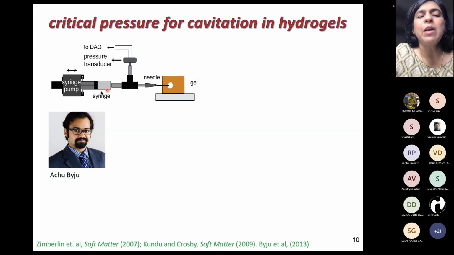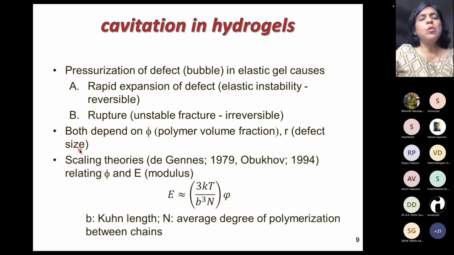gel with a bubble. We can watch what the pressure is inside the bubble, and we can inflate it at various rates. And as the bubble inflates, it assumes a specific shape and it suddenly pops. Much of this setup was built by a former student, Achu, who is now, I think, an engineer in Texas. So the pressurization of such bubbles in this elastic gel will cause a rapid expansion of this defect, which is the cavity that is growing inside.